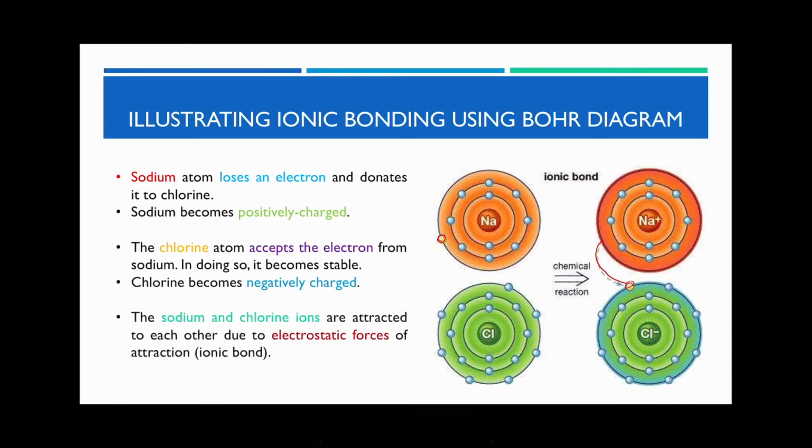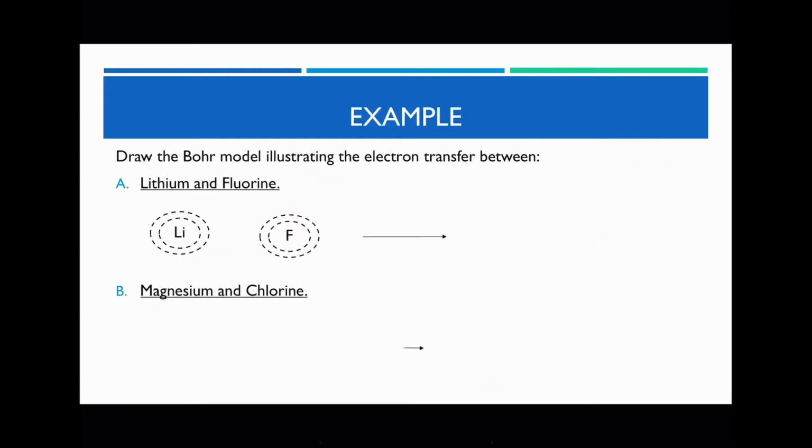The sodium and chlorine ions are now attracted to each other because now they have a charge. Sodium is now positive, chlorine is now negative. And because there is this attraction, we refer to this attraction as an ionic bond. This is a typical exam question that you'll often see, as well as in your assessment task.